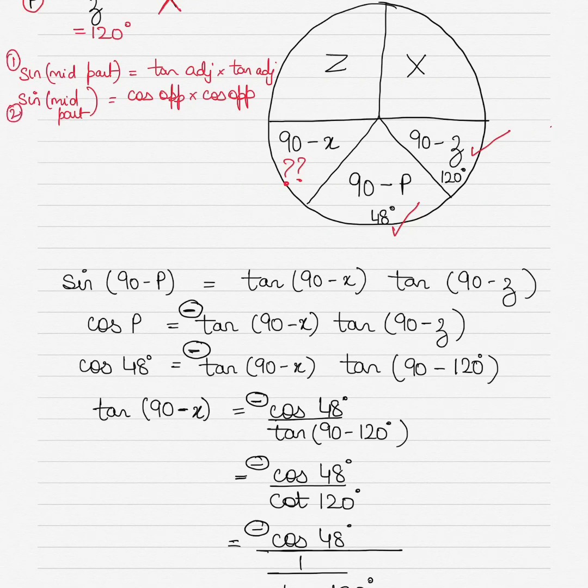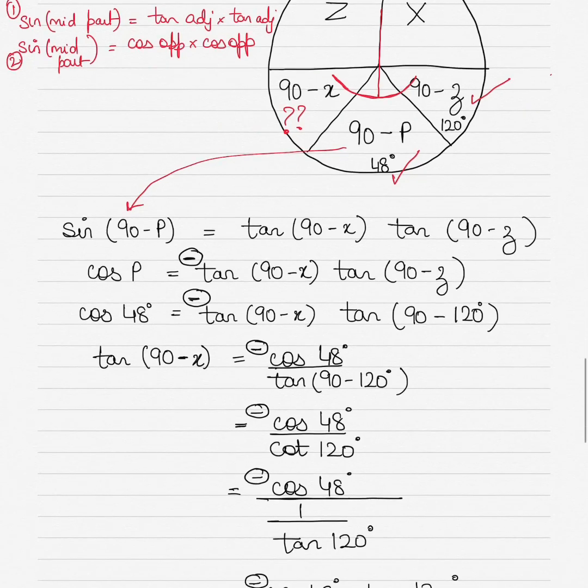Now the second rule cannot apply, because if you choose any of these values as the middle part, then one of the others gets omitted. If I choose 90 minus p as sine of middle part, then cos of opposites will become z and x, which is not what I need. So I will use the first rule here, and I have to make sure that all three of them are involved and it forms a mushroom shape. So sine of 90 minus p, which is the middle part, equals tan of the adjacents, tan 90 minus x multiplied by tan 90 minus side z. Alright, I'll call it z or zed depending on what you want.